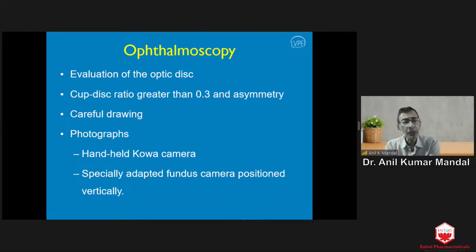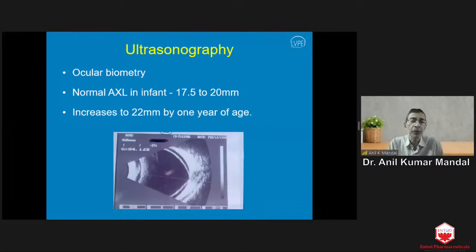Now, ophthalmoscopy is very important, but because of the corneal appearance, edema and sometimes scar, ophthalmoscopy may not yield much information, simply because you cannot focus on or take a good look at the retina because of the corneal scar or edema. Cup to disc ratio of 0.3 or above in children, or asymmetry of more than 0.2, is very suspicious. Careful drawing should be done and photographs should be taken for comparison from time to time.